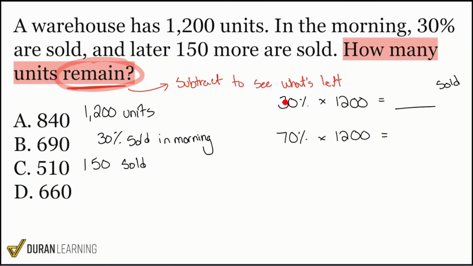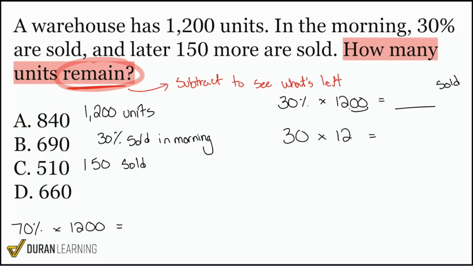Because if you start here, you'll get a number that's sold and you can add it with this and subtract it from 1,200. Or you start here with 70% and then all you have to do is subtract 150 from whatever this number is. I'll show you both ways just so you're clear on what I mean. But let me just move this over here for now. So 30% times 1,200, I'll do it this way since it's a little simpler. So we have 30 times 12.